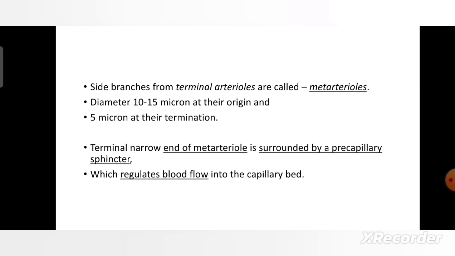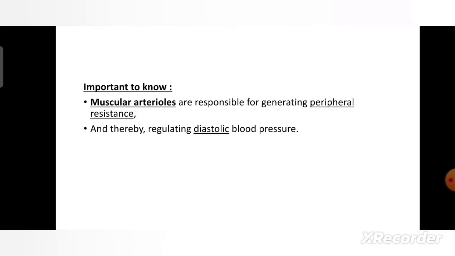And the side branches from terminal arterioles are called the meta-arterioles, and their diameter is about 10 to 15 micron at their origin and 5 micron at their termination. And the terminal narrow end of the meta-arteriole is surrounded by three capillary sphincters, which regulate blood flow in the capillary bed. So muscular arterioles are responsible for generating peripheral resistance, therefore regulating diastolic blood pressure.